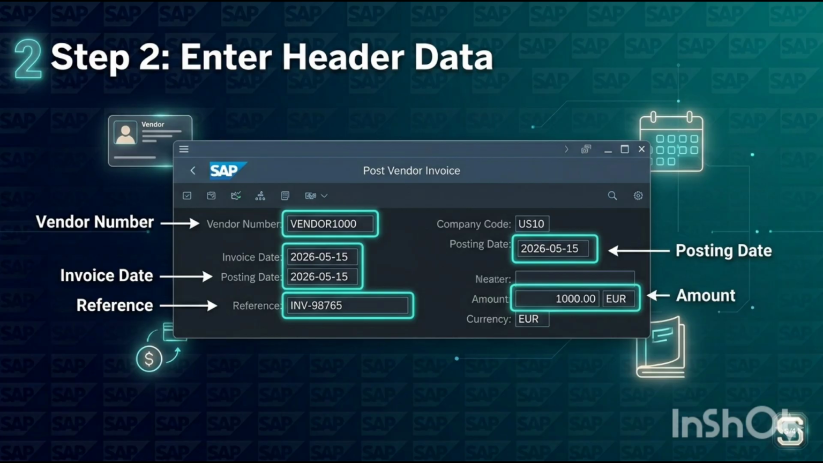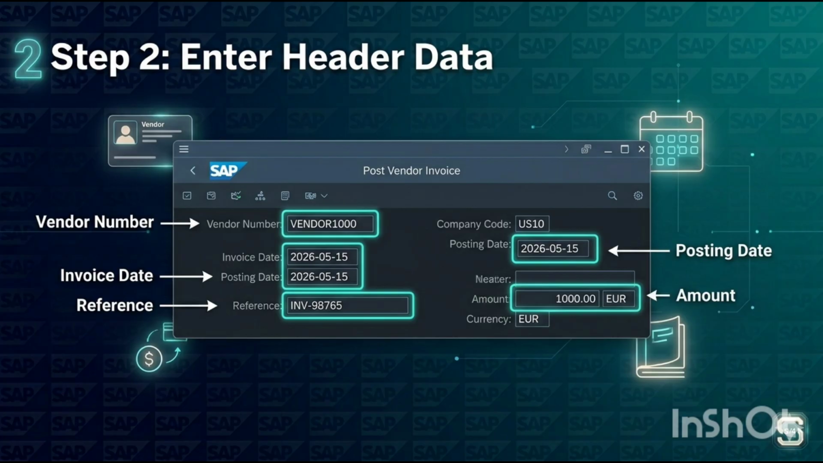You can also add text in the text field for internal notes. Pay special attention to the baseline date for payment terms. Header data acts as the cover page of your accounting document. Any mistake here can affect the entire posting. Once the header is complete, we move to the most detailed part, that is the line items.